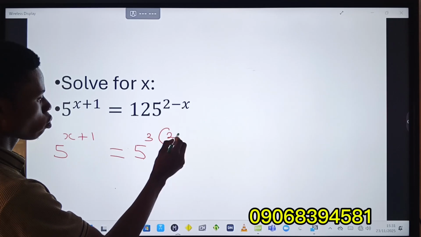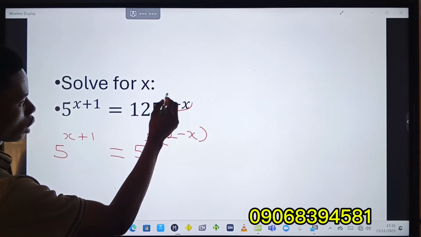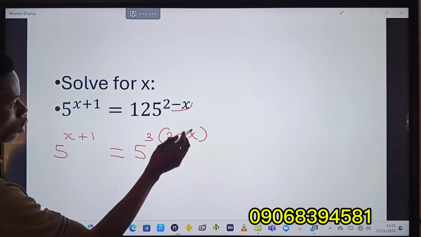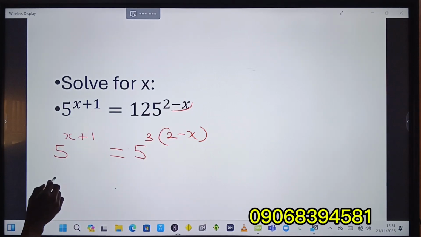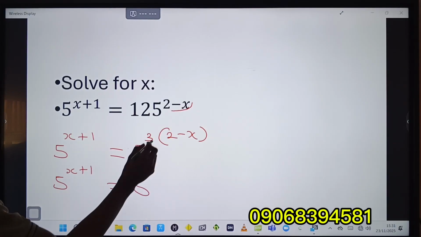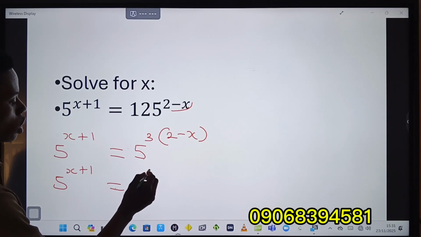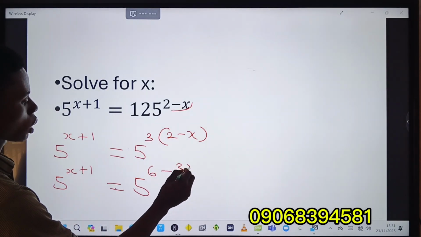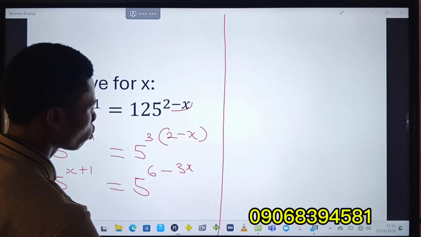Then we had 2 minus x. This one here. So this 5 raised to power 3 is this one, while this 2 minus x is the one that was here before. So now I'll be having 5 raised to power x plus 1 equal to 5 raised to power, I open the bracket now, 3 times 2 will give me what? 6 minus 3 times x will give me what? 3x. Good.